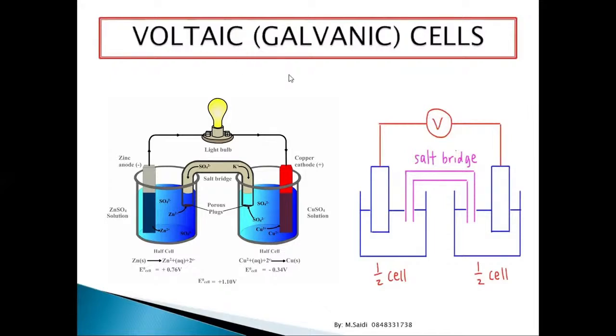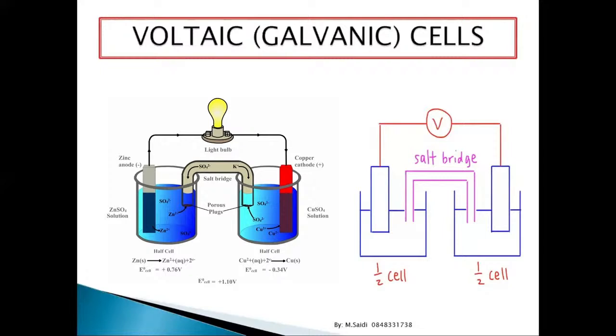Voltaic cells. Last time we talked about electrolytic cells. We said that electrolytic cells require an external battery. If it requires an external battery, it means that they are not spontaneous. They cannot continue on their own, so they have to be connected to an external battery which can supply energy to them. An electrolytic cell changes electrical energy into chemical energy.